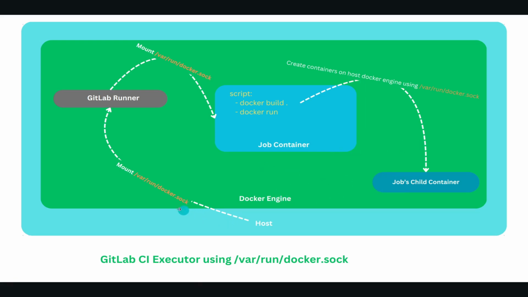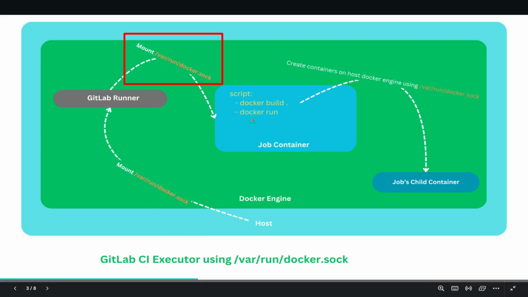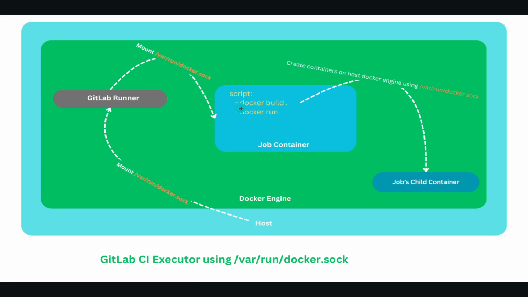So here we are mounting the /var/run/docker.sock file from the host machine into the GitLab runner, and when the GitLab runner starts a job container, it mounts that same docker.sock file into the job container using the GitLab runner config file. This way we have indirectly given access to the host machine socket from within the job container, and any container created from within this job container will be created on our host machine Docker engine.